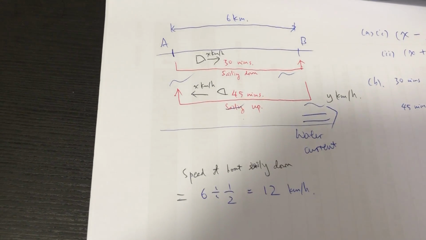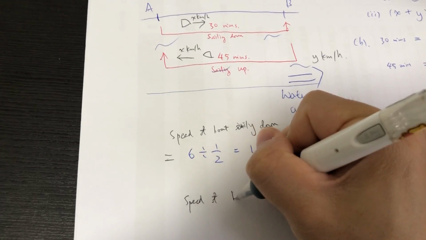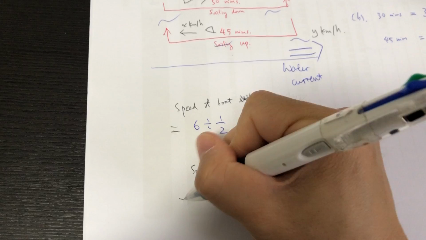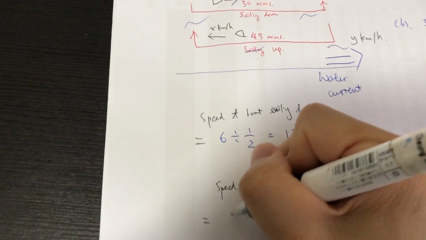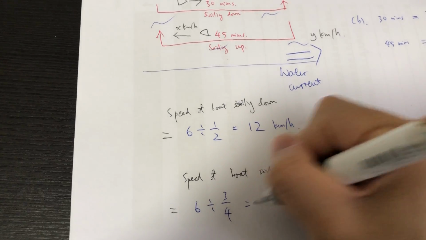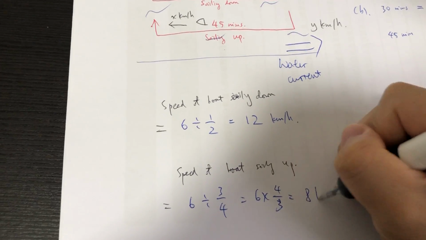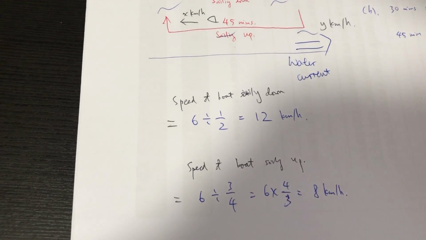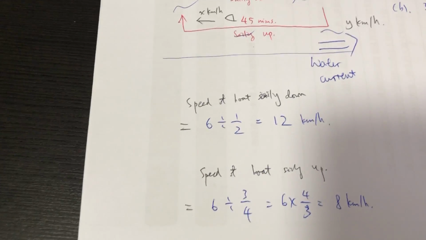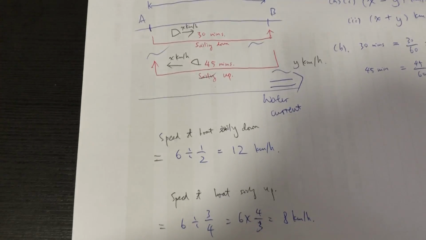Okay, so on the other hand, the speed of the boat sailing up should be the same distance but a different time used. Okay, is it okay? So we find that the speed of the boat can be found in two ways.